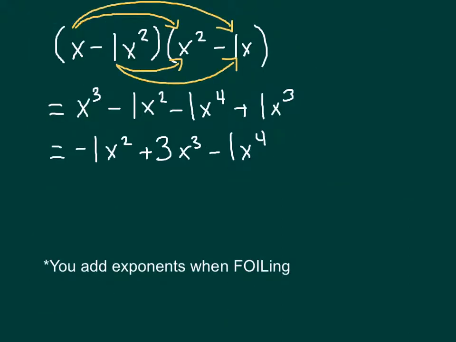Here's an example of a problem that already contains exponents before you simplify using FOILing. This problem you have to solve kind of differently because you have to add the exponents when you FOIL. For example, you multiply the first two numbers, x and x squared, to get x cubed. Then you multiply x times 1x to get 1x squared, and then you multiply 1x squared times x squared to get 1x to the fourth, and then you multiply 1x squared times negative 1x to get negative 1x to the third.